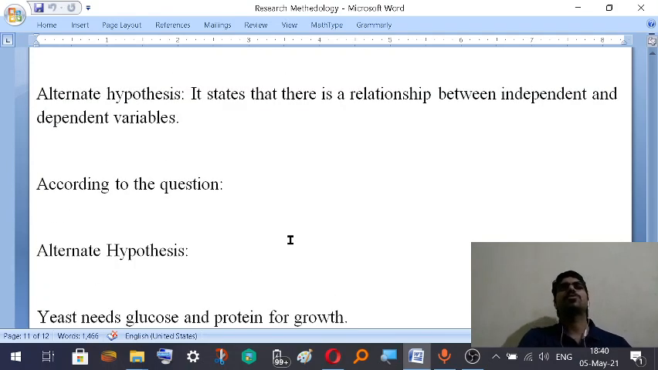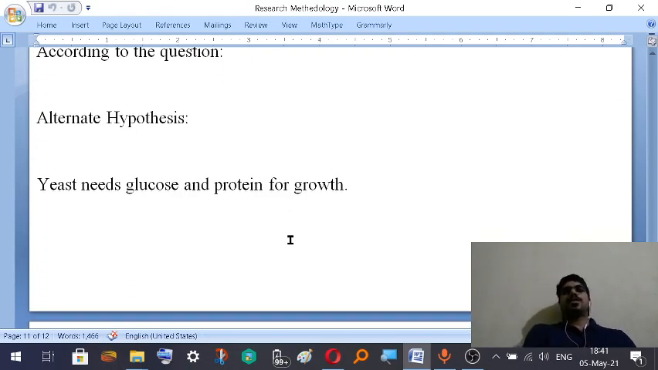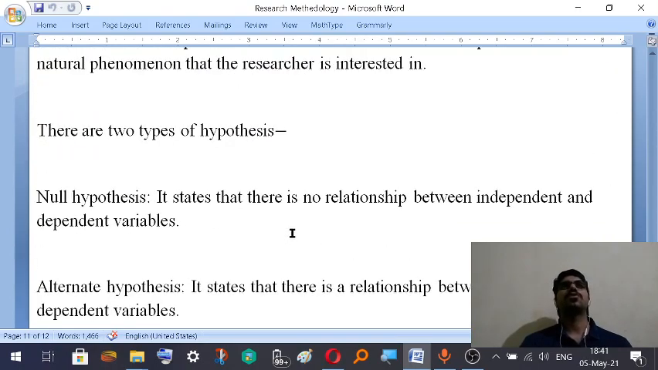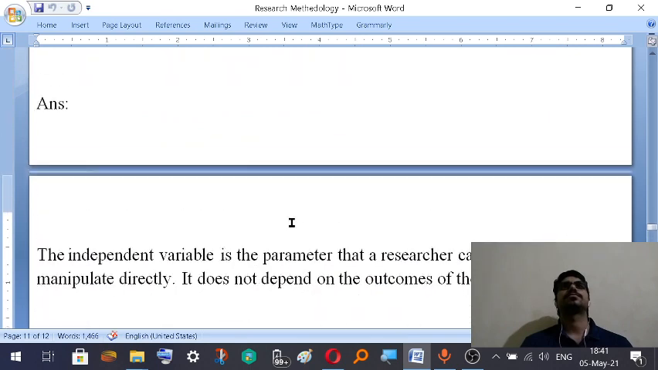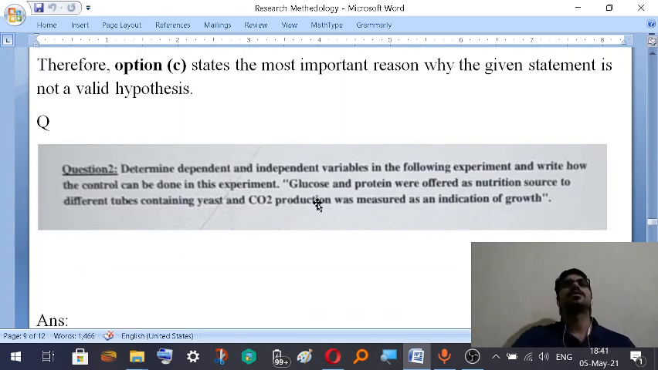Now let's get back to the question. So in the question, we were told to write a hypothesis and then find out the dependent and independent variable and then design the control group. So let's go back to the question first. The question says that glucose and proteins were offered as nutrient source to the different tubes containing yeast, and CO2 production was measured as an indication of growth.